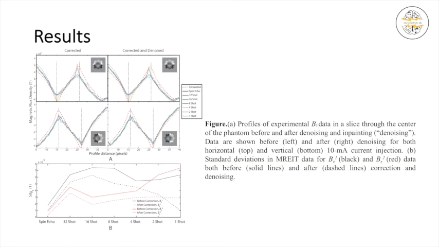Here we see profile plots of the corrected and denoised images from the previous slide. Part B of this figure shows another error estimate. This time, instead of SNR, we calculated standard deviations in BZ data, measured in Tesla, showing the effect on BZ image noise levels of applying denoising and inpainting.